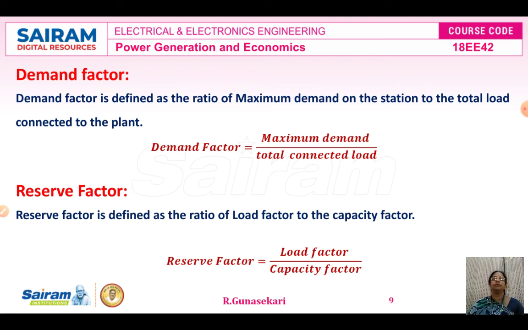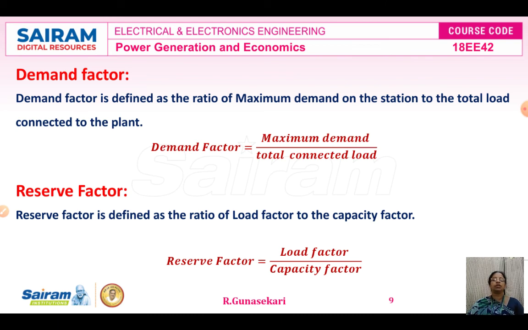Then demand factor. The demand factor is defined as the ratio of maximum demand on the power station to the total connected load which is connected to the power plant. This is the formula for calculating the demand factor of the power plant.